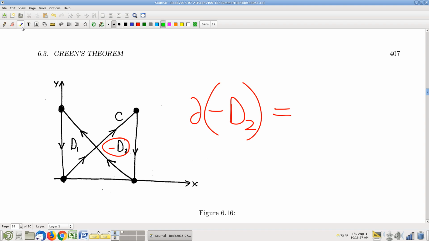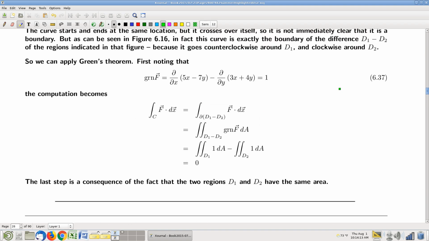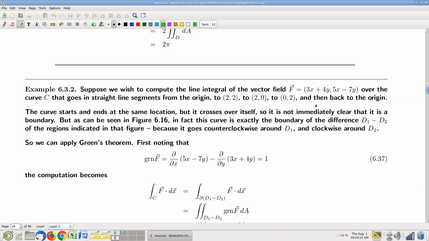So the boundary of negative D2 is going to be just go clockwise around each piece. That gives me exactly what I want, right? And so the boundary of negative D2 is the thing that I need. All right, so with that in mind, what we're talking about, the anti-boundary, it's not D1 plus D2, it's D1 minus D2. How we doing? Ready good? Sweet. Okay, so good deal.